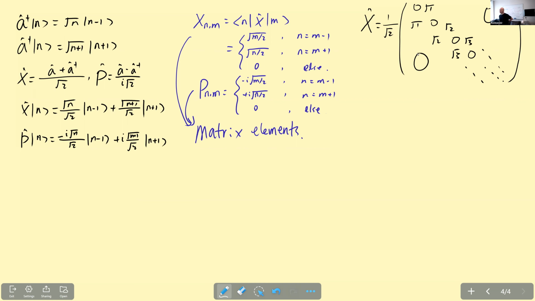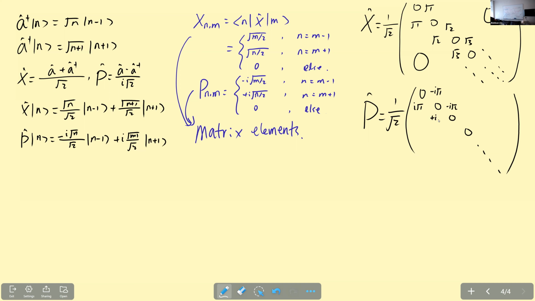So this is the x, and this p can be written with all the diagonals 0, and this is minus i square root of 1, this is i square root of 1, this is minus i square root of 2, this is plus i square root of 2, this is minus i square root of 3, this is plus i square root of 3. Continue this way, and all the others will be 0.